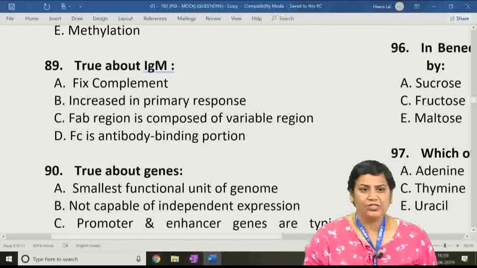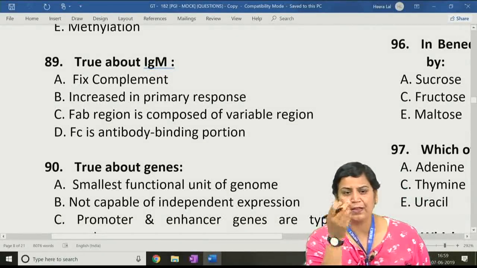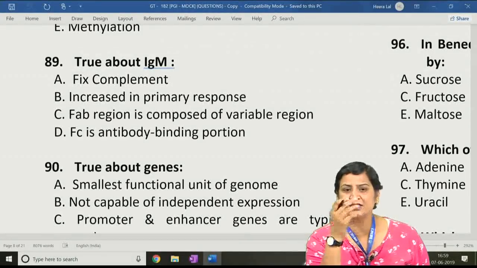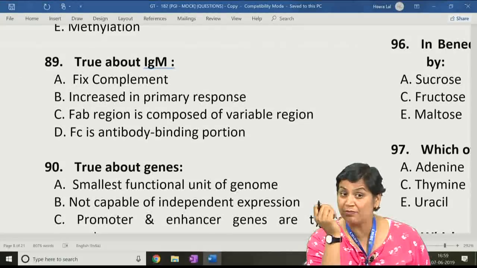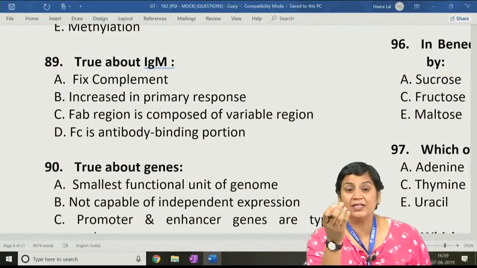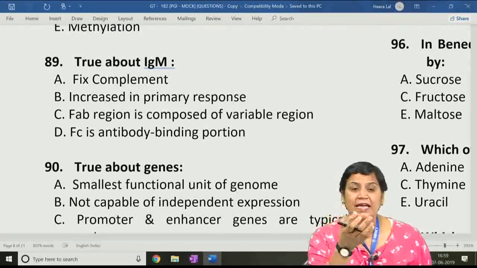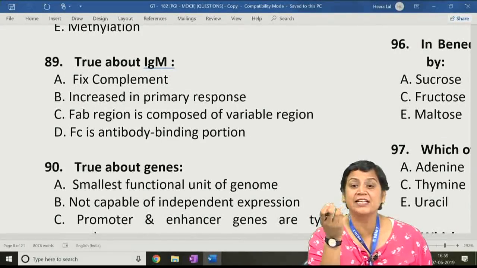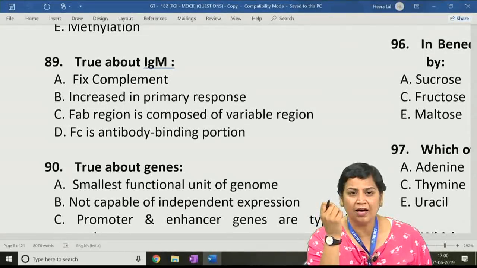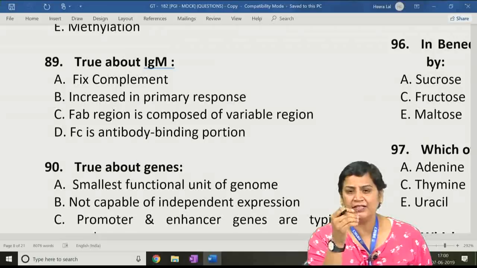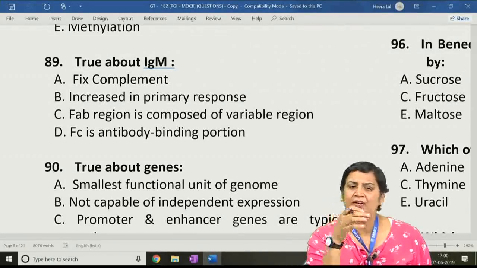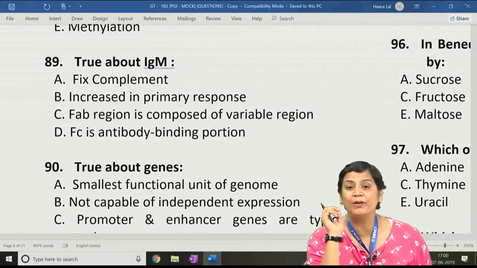The next, question 89, true about IgM. Now this is a very simple question. Fixes complement, yes. This is the first antibody which increases in the primary response. It has two regions, FAB and FC. FAB is the antigen binding region and FC is the crystallizable fragment. So true about IgM are A, B and C. FC is considered to be the crystallizable fragment area which is actually responsible for complement fixation.